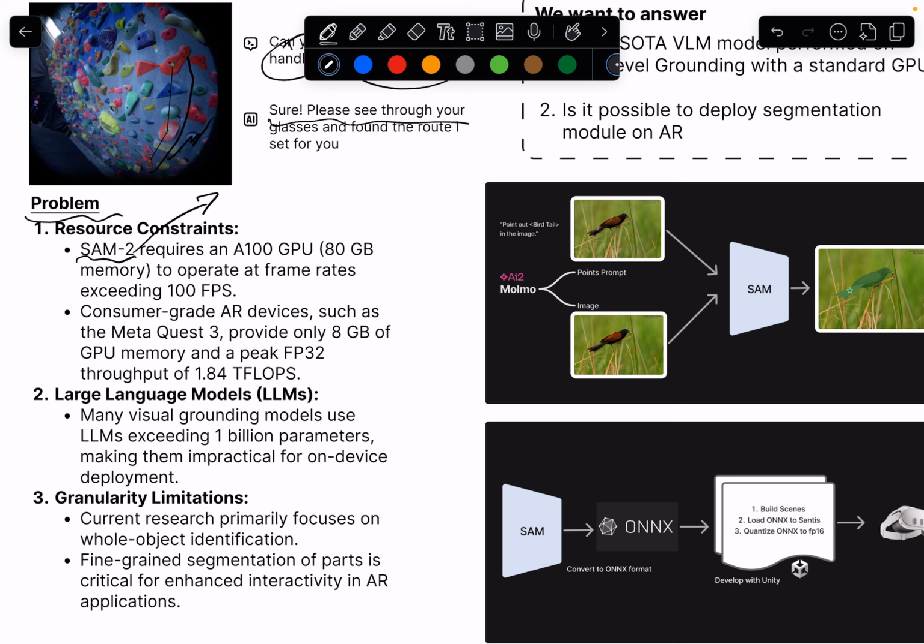We also have another issue, which is a granularity limitation. We have different granularity, meaning whole, part, and subpart. In this work, we only focus on part level, but as you may see here, parts are really important in some segments. Maybe we want to segment just some part of an object, and this is a huge issue in visual grounding.